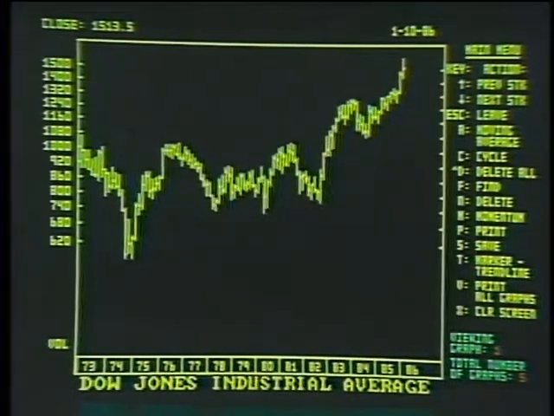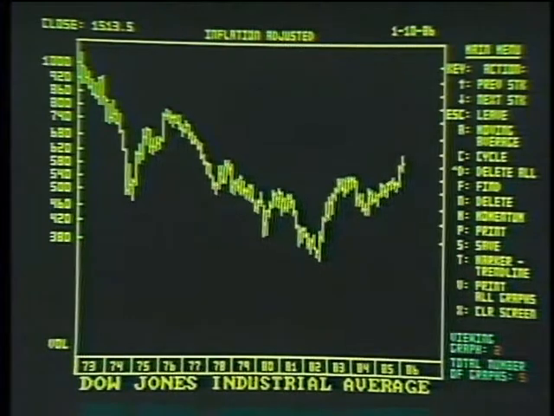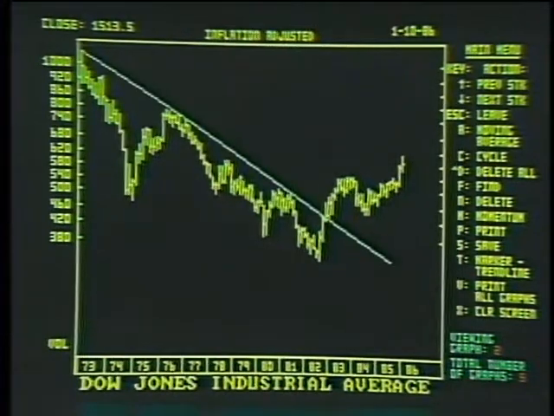However, if we take advantage of one of the features of our Telescan Analyzer, and that's the ability to adjust for inflation, we can take a look at the Dow now after adjusting for the Consumer Price Index, and what we find is not a stock market that's hitting all new highs, but a market that is just now beginning to turn around after a very, very long period of decline in real terms.